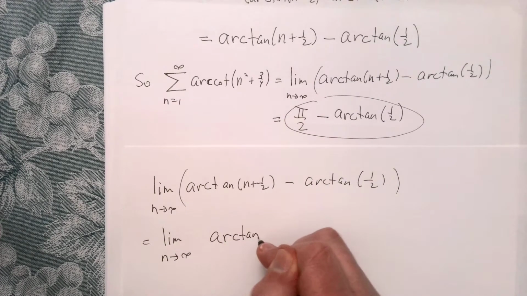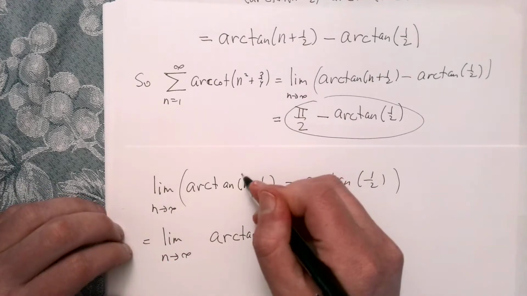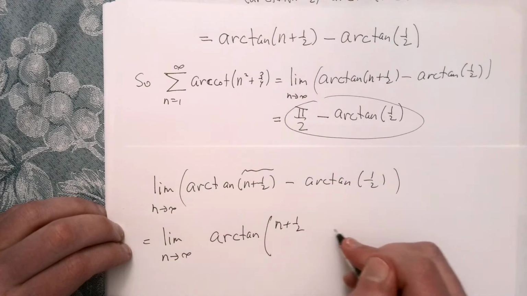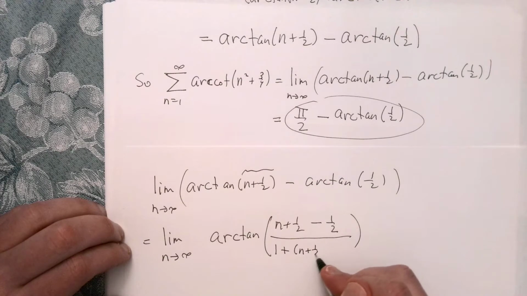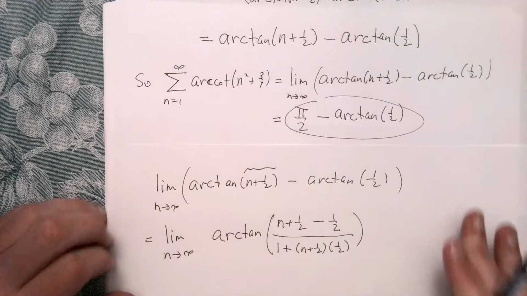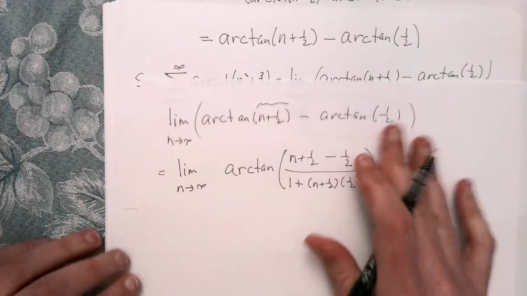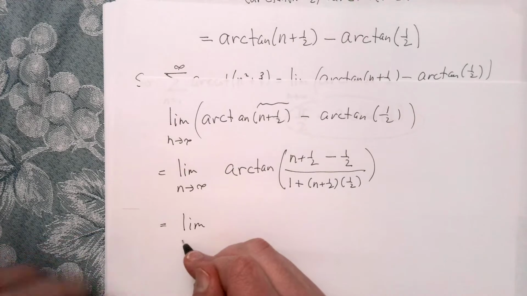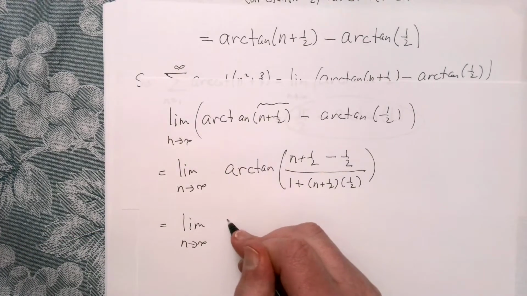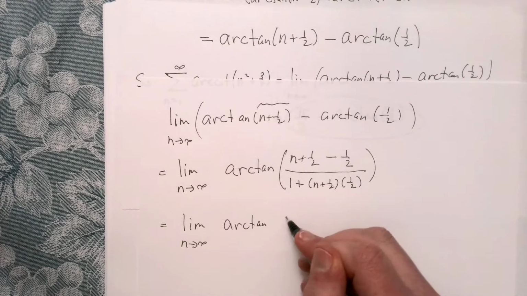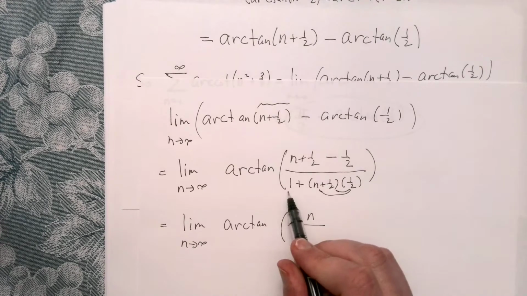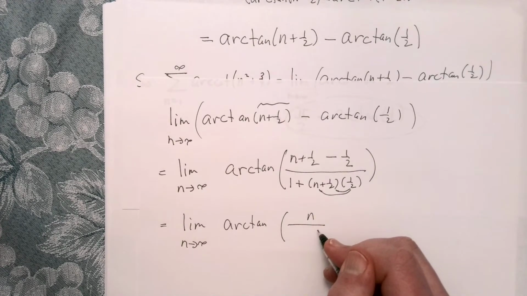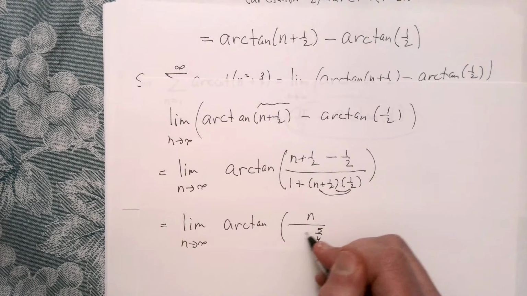So this is the arctangent of x minus y, all over 1 plus x times y. Okay, we can clean that up a bit. So that's the limit as n goes to infinity of the arctangent of n over, let's see if we distribute here, that's going to be 1 plus a quarter, so that's going to be 5 quarters, and then that'll be n over 2.